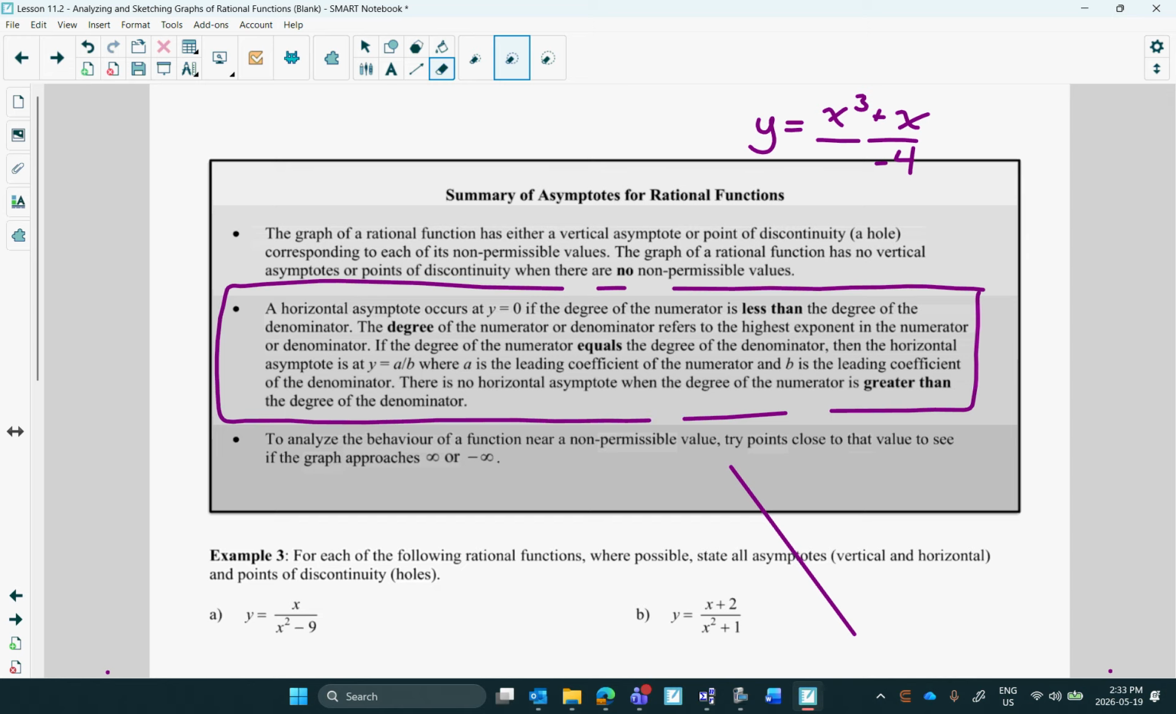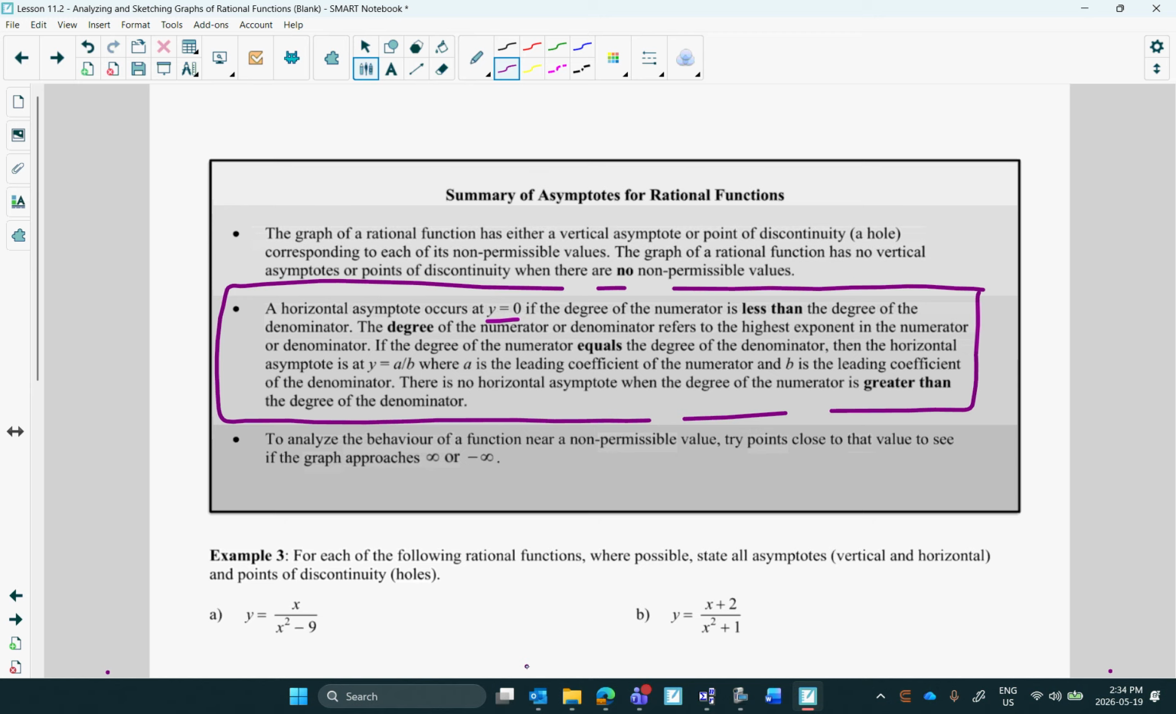Okay. So 3 things happen. And the one we've done: if the degree of the numerator is less than that of the denominator, always y equals 0, or the x-axis. Always. If the degrees are the same, take the numbers in front of those exponents and divide them. And that gives you your horizontal asymptote.